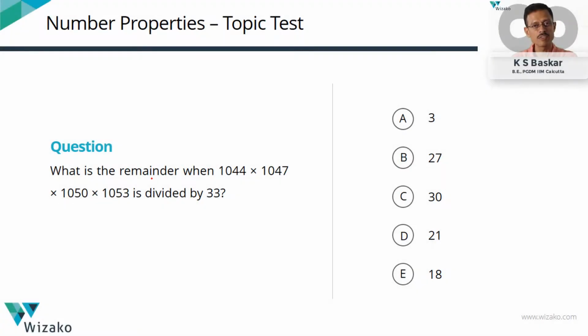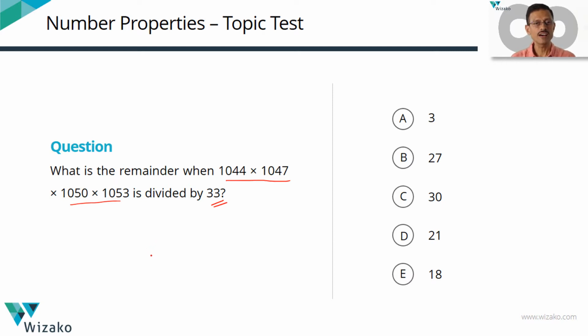This one is a brilliant question. While we solve this, along the way, we'll learn two important properties of remainders, and that can be used in quite a few questions that test properties of remainders. What is the remainder when 1044 into 1047 into 1050 into 1053 is divided by 33? This product is going to be a big number, and dividing it by 33 and computing the remainder is definitely a cumbersome process. We're going to be doing it in two steps.